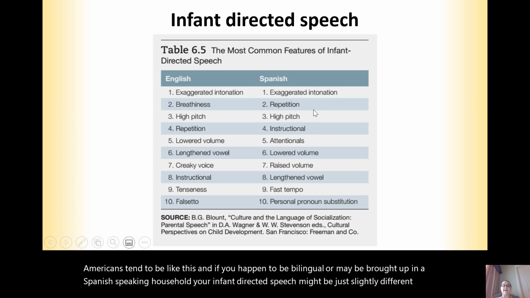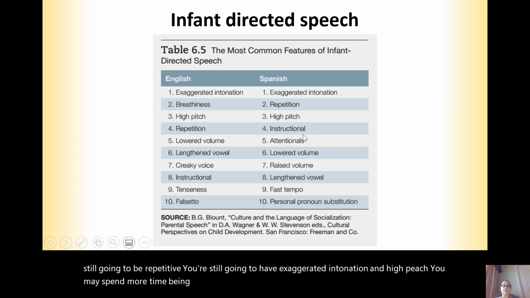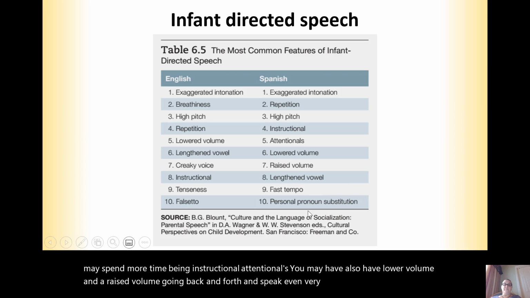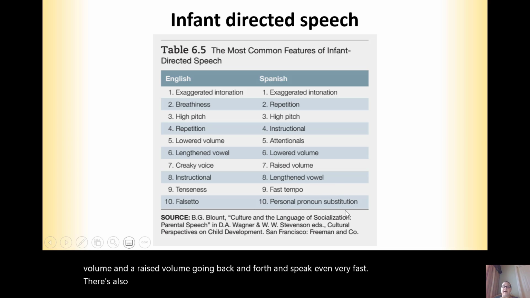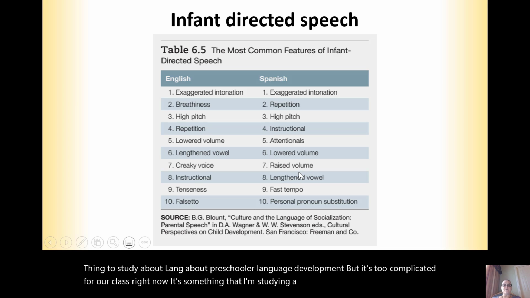You're still going to be repetitive. You're still going to have exaggerated intonation and high pitch. You may spend more time being instructional, attentionals. You may also have lower volume and a raised volume going back and forth, and speak even very fast. There's also this issue of personal pronoun substitution, which is actually a really interesting and fascinating thing to study about preschooler language development. But it's too complicated for our class right now. It's something that I'm studying a little bit about in my grad school studies.